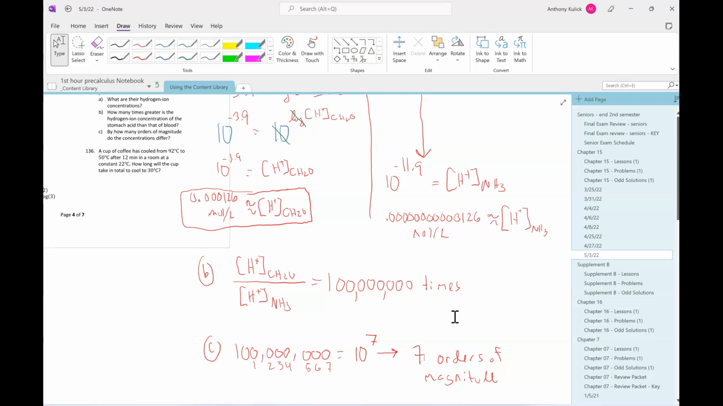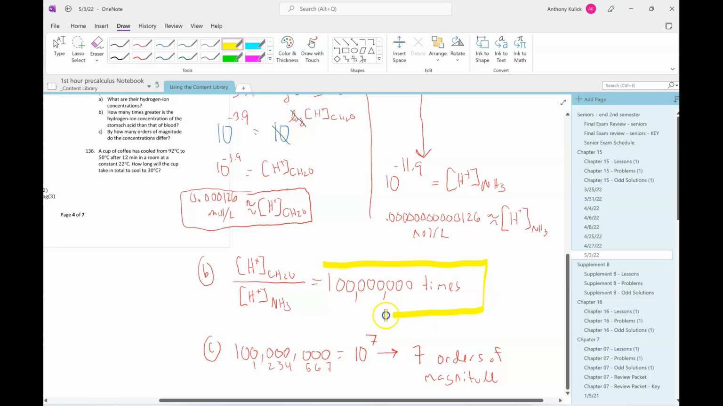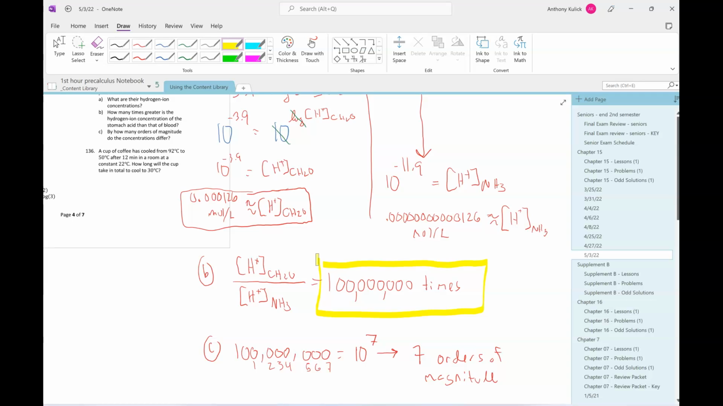Grace, does that feel okay? Yeah, so like, for C, you don't do it for the other. No, well, because it's asking by how many orders of magnitude do they differ, right? So you're looking at how much more concentrated one is than the other, and that's going to give you the order of magnitude. It's the ratio of concentrations. Yeah, sure, no problem.